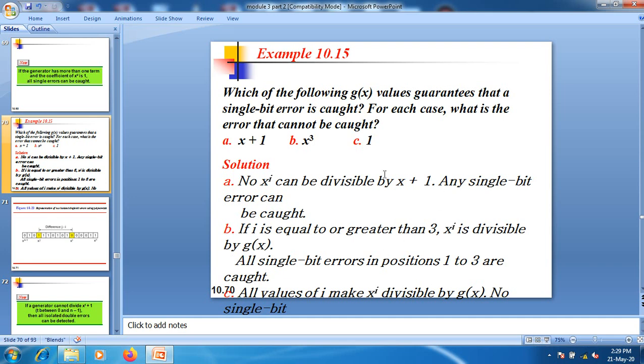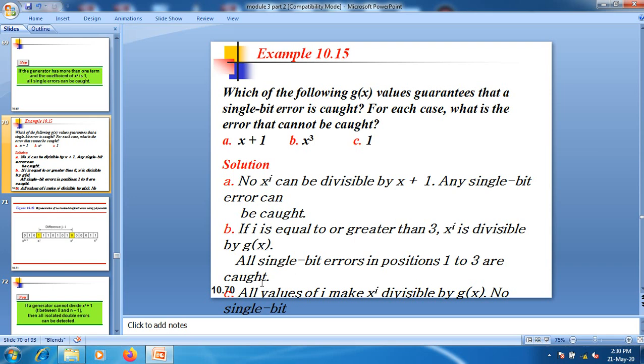You can easily detect the errors whenever this i value varies from 0 to 2. That is, x to the power 1 you cannot divide by x cube, x to the power 2 you cannot divide by x cube, and so on. Here the problem is when the third bit is the corrupt one, that is x to the power 3 divided by x to the power 3. In that case you can completely divide that particular term, so you may not be able to detect that kind of error.